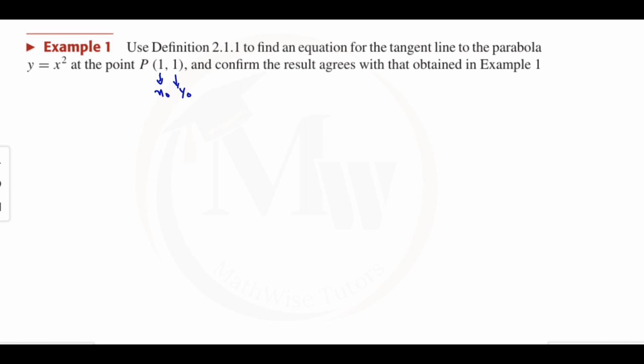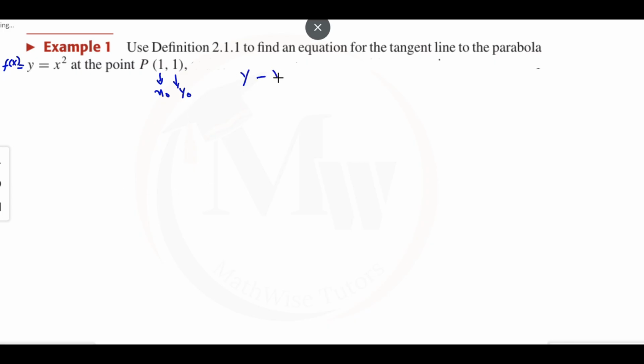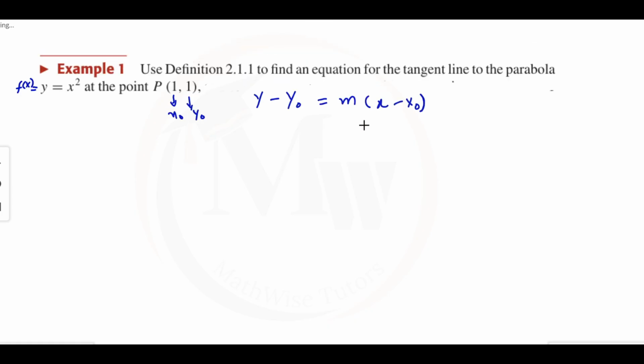As I told you, one point will be given. So this is that one point. On this point, we have to find the equation of the tangent line, and the function is given. Y equals x square means this is actually f of x, because you know that y means f of x. So let's find the equation of the tangent line. Let's write the equation: y minus y naught equals m times x minus x naught. So we have to actually find this equation.